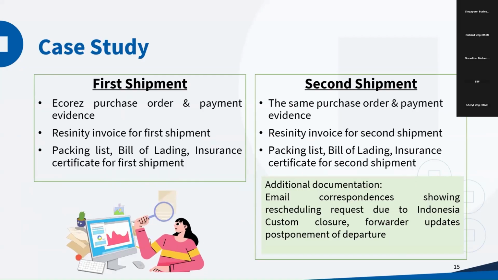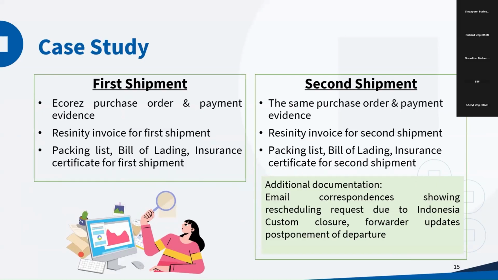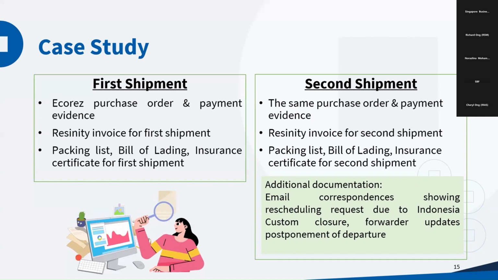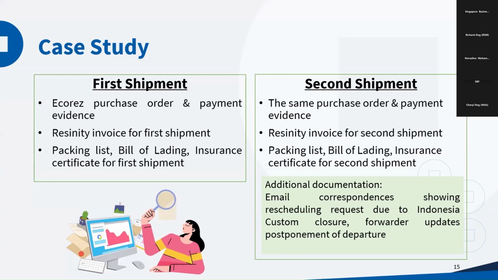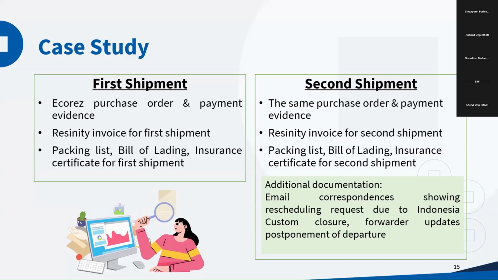For the first shipment, we note that the documents maintained by Vicinity were relatively complete. They had the purchase order from the customer, the payment evidence from the customer, and the invoice issued, which makes reference to the customer's PO number and stated that the goods are to be shipped via vessel A from Singapore to Indonesia on 10th of April.